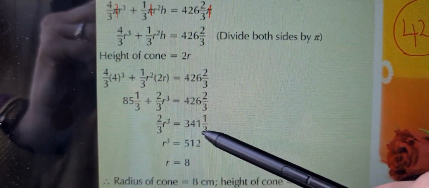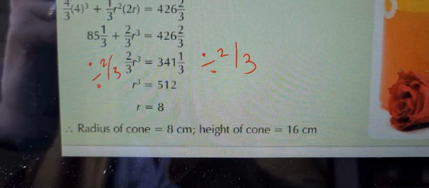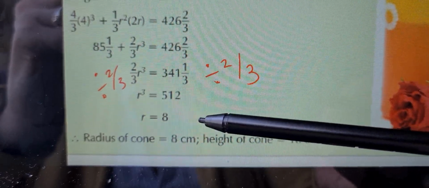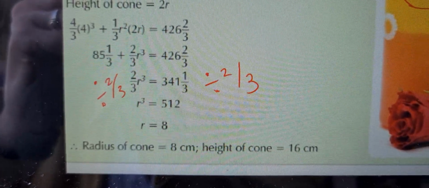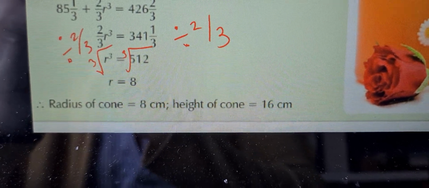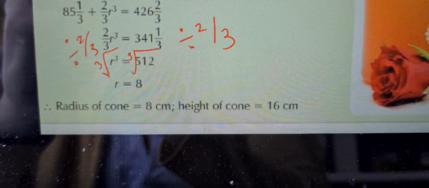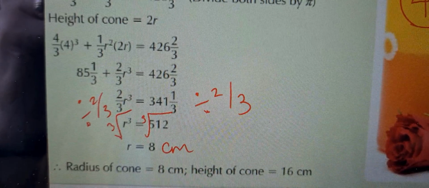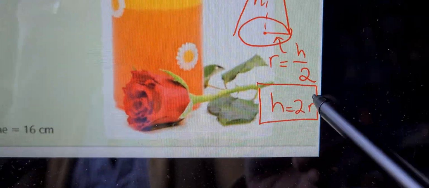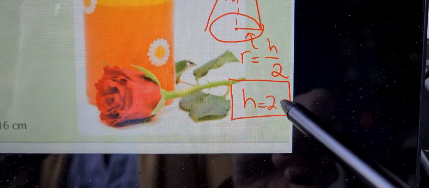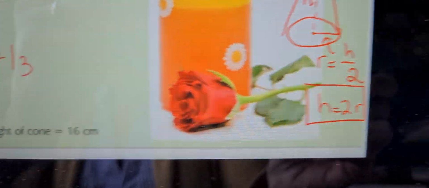Get r cubed on its own by dividing across by 2/3 next. And then you're left with r cubed equals 512. Get the cube root of both sides, and you'll get r is equal to 8. The radius is measured in centimetres, so that's 8 centimetres for that radius. So I've now found the radius of the cone, but they also said find the height, because they said find the dimensions. So if r is now equal to 8, sub in 8, and you'll get height is equal to 2 times 8, which is 16.